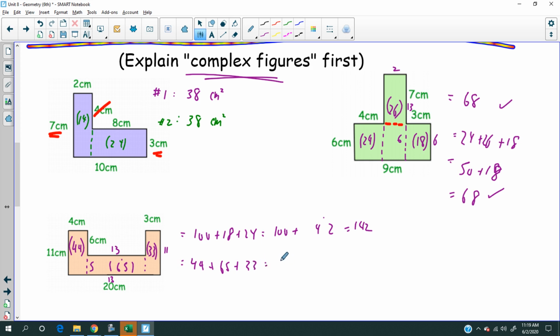What's that? 44 plus 109 plus 33. I really hope I'm right, and I am right. Okay, nice. Okay, so that's how you do it.